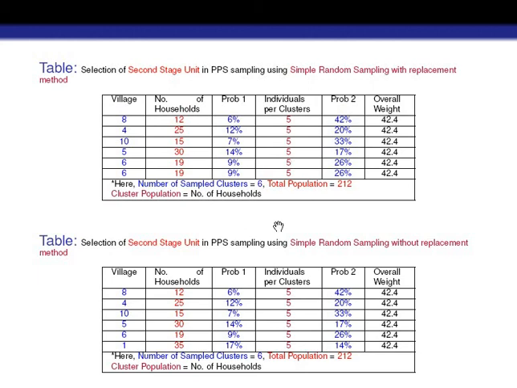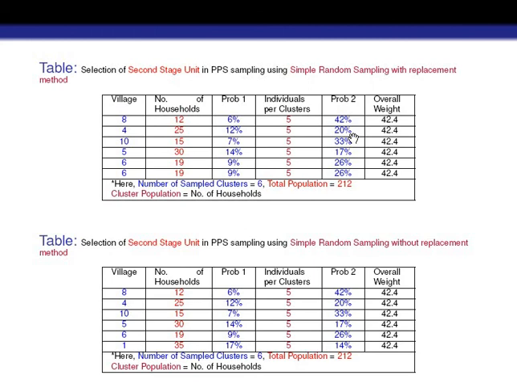Suppose, for example, out of these 212 households we want to collect data from only 30 households from different villages. For this we'll consider the same number of individuals for each of the selected clusters. This is one of the properties of probability proportional to size sampling, because the sample size for each selected cluster in the secondary stage unit will be the same. That's why we have considered 5 for each of the selected clusters.